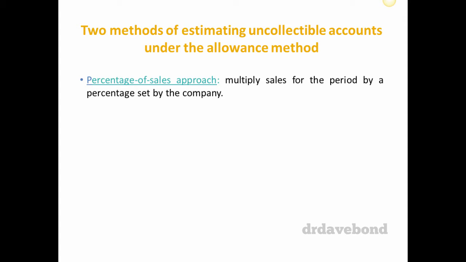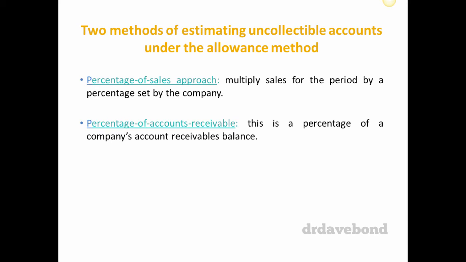So percentages, there are two ways. There's actually probably more than two ways, but there's two main ways that we look at it. So percentage of sales or percentage of accounts receivable, this is probably the better way to do it, accounts receivable. They're both fairly easy to do, but this probably makes the most sense.